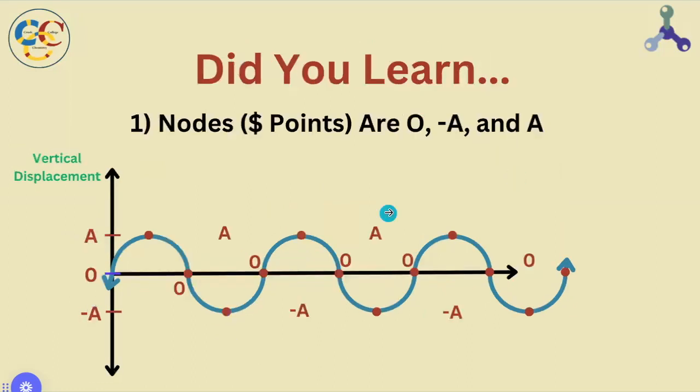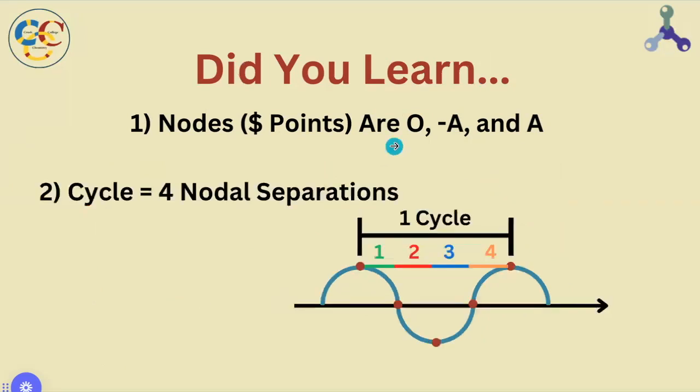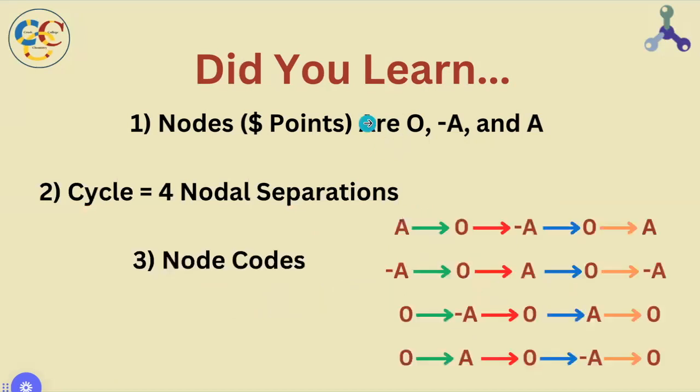Nodes, or money points, are the minimum, maximum, and 0 displacement points along a wave. Because of the cyclical nature of a wave, we reach these points over and over, and in uniform increments. In fact, the horizontal distance between any two consecutive nodes is 1/4 of a cycle. Also, different cycles can be described in different ways to denote which nodes are covered and in what particular order.